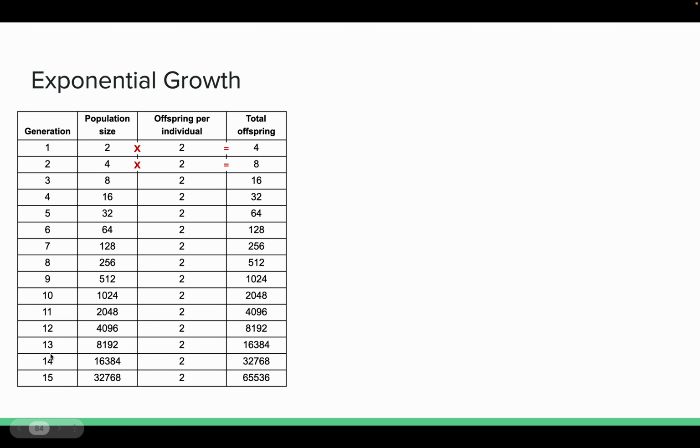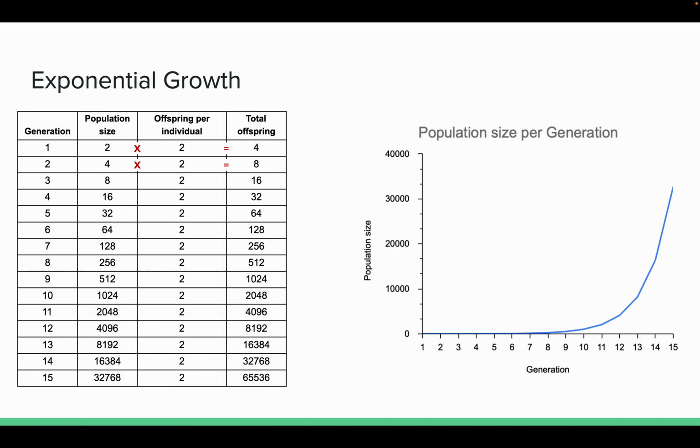And you can see that after just 15 generations, we have 32,000 individuals in that generation. So you can see that this gets out of hand very quickly. It starts off small and it remains rather small for a while, but then it begins to pick up very rapidly. And we can display this on a graph, and this is what it's going to look like.